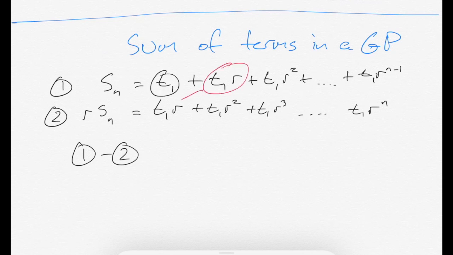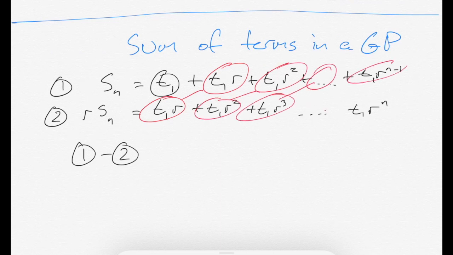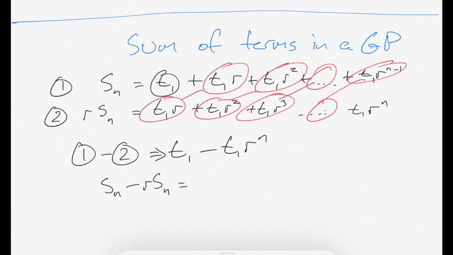This one subtract this one will cancel out. This one subtract this one will cancel out. This one subtract this one will cancel out. Everything is going to cancel out apart from the t1 that we've got at the beginning, minus t1 times the r to the power of n that we've got at the end. Thus, the sum to n terms minus r times the sum to n terms is equal to the first term minus the first term times r to the power of n.